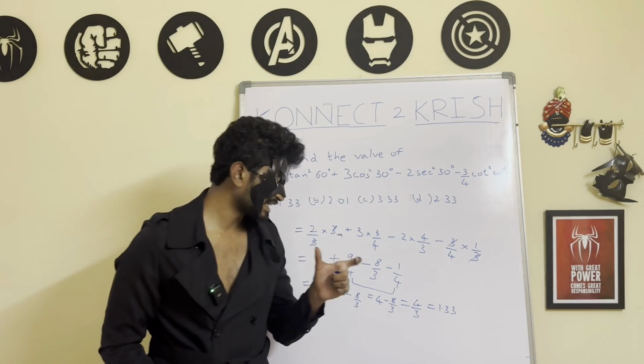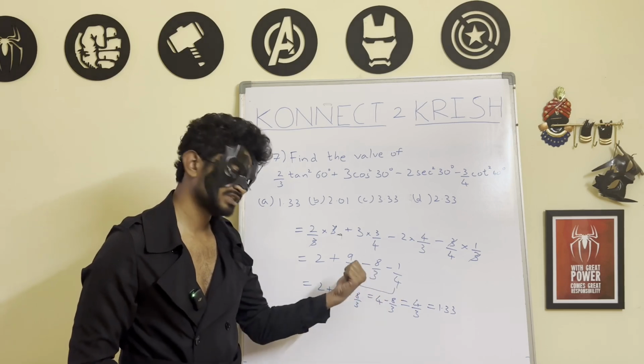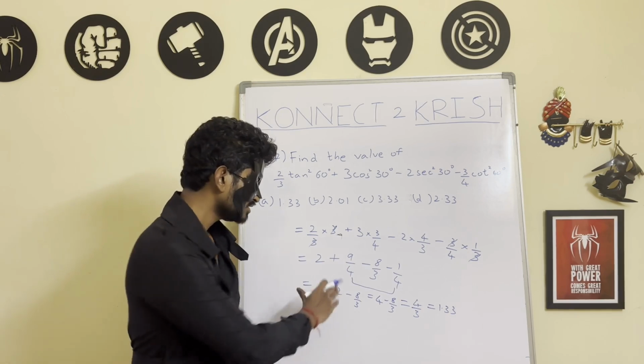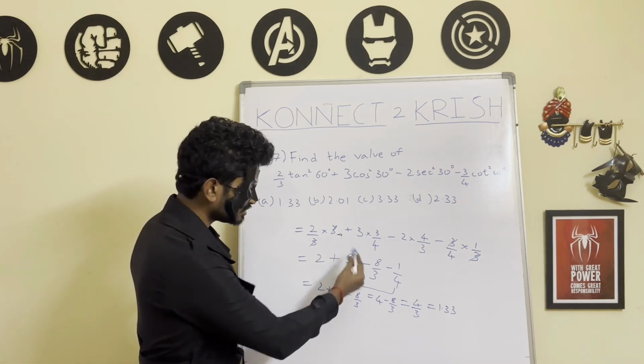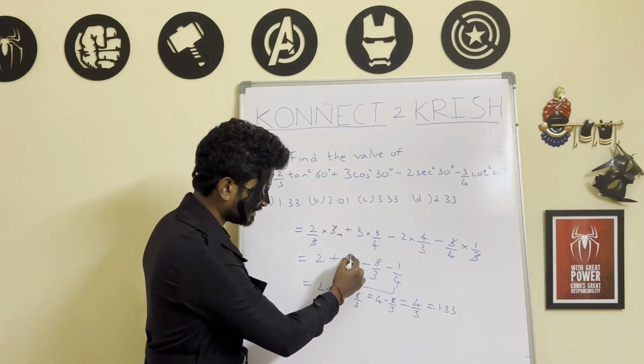The main point here is we need to avoid taking that common LCM. Generally students do that, and it ends up consuming a lot of our time. Instead of that, you need to find shortcuts to make the calculation simpler and easier. Here I have taken these two.